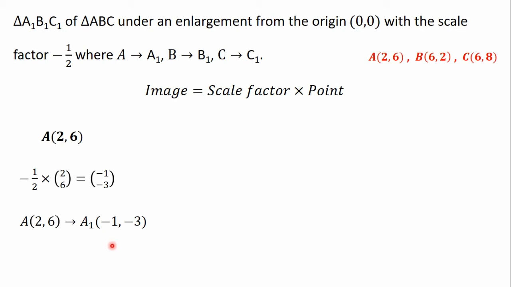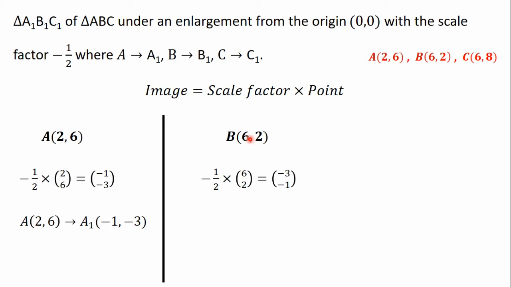We are going to do the same thing for point B and C. The coordinates of point B are 6, 2. So to get the image of point B, which is B1, we will multiply the coordinates of point B by the scale factor, which is minus half. So we have minus half times 6, 2. Minus half times 6 will give us minus 3. Minus half times 2 will give us minus 1. So point B with coordinates 6, 2 will give us the image B1 with coordinates minus 3, minus 1.